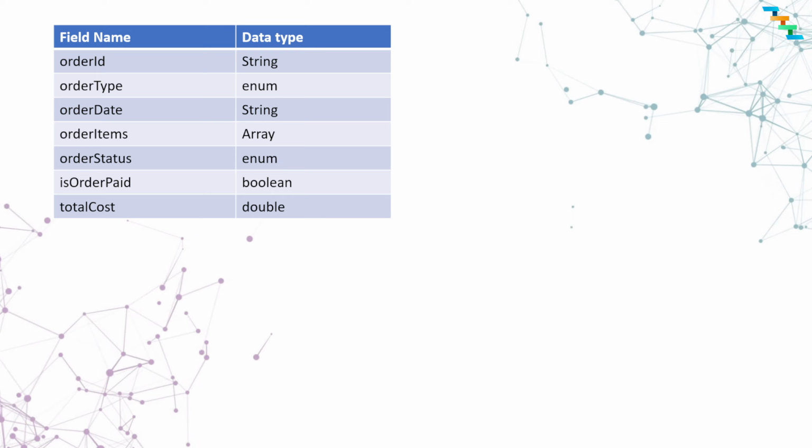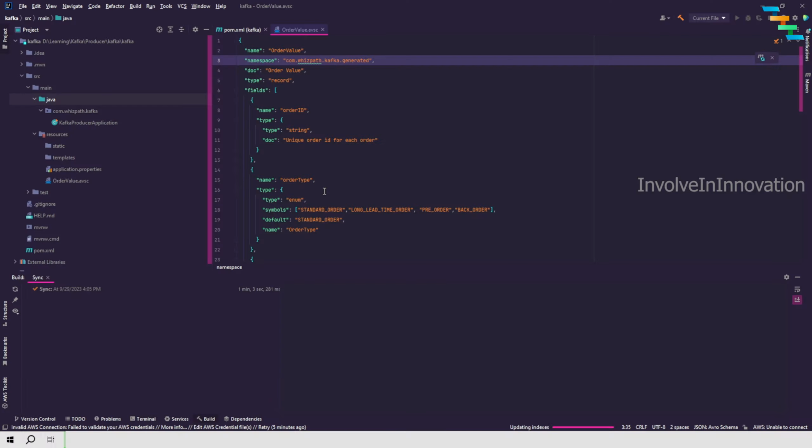With enum we can define all the possible values which you can get for this particular field. And then you have order items, and then order status, and this order paid, and then total cost. So order status is also enum, and this order paid is boolean, and then we have total cost which is of double data type.